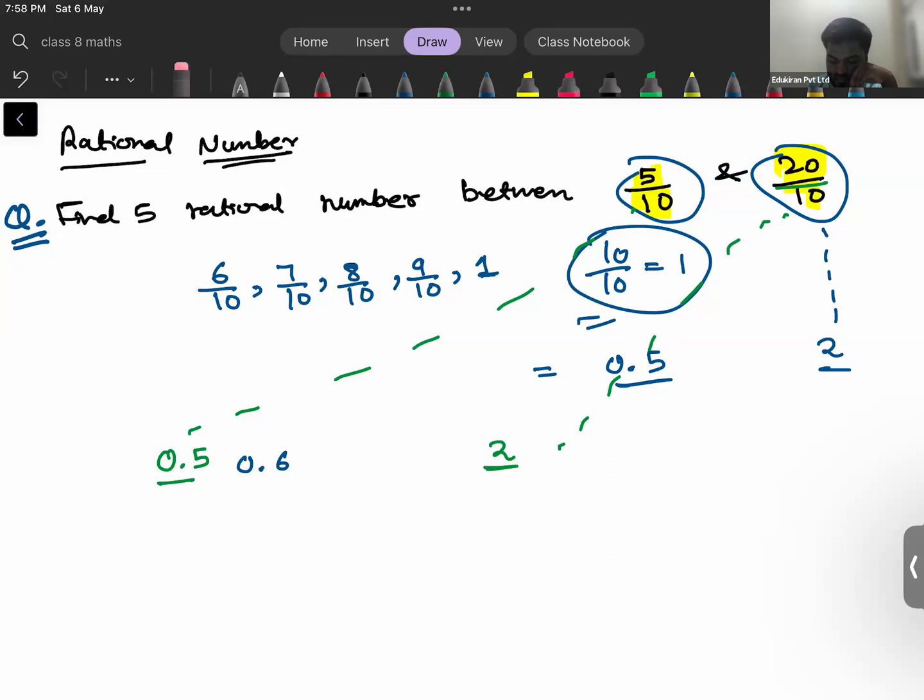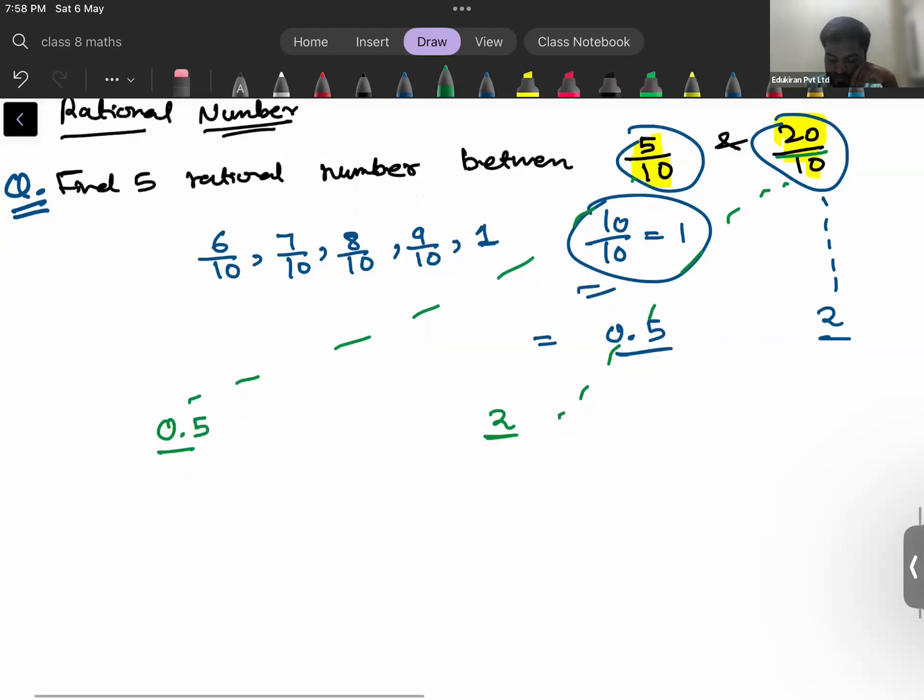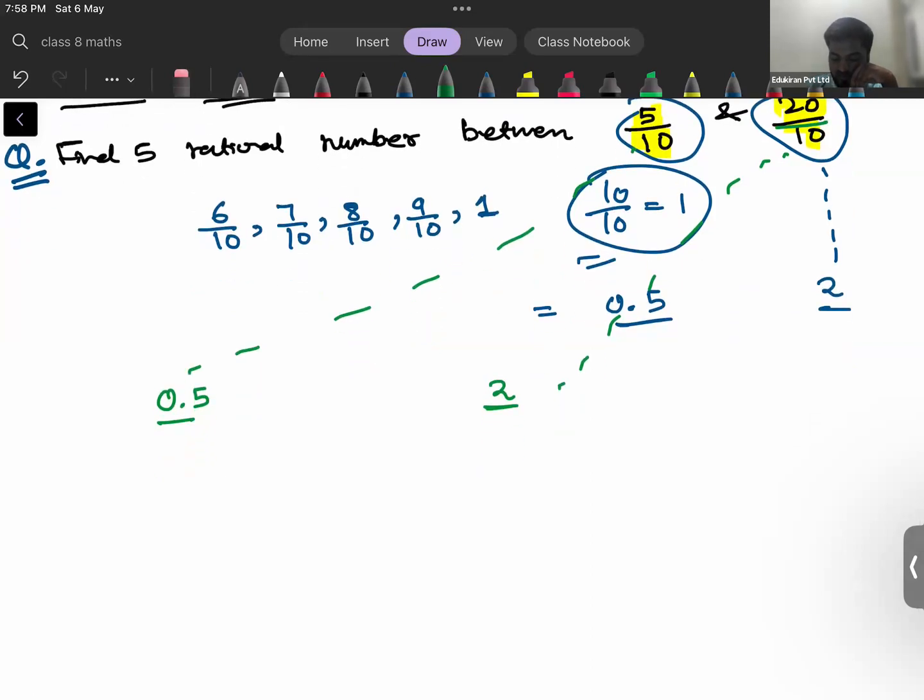So between 0.5 and 2, we can find the rational numbers in the decimal form as well. Like 0.5, after 0.5, what will be the number? It will be 0.6, right? Then 0.7, 0.8, 0.9, then 1, then 1.1, and so on. Right, Ahmed? Yes, sir.